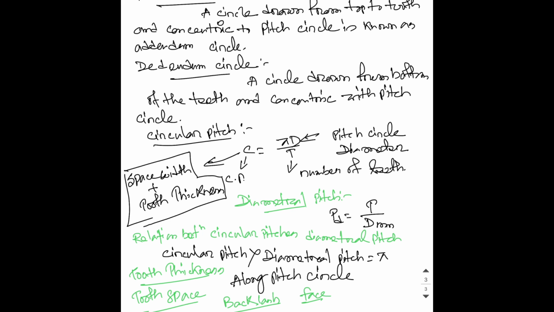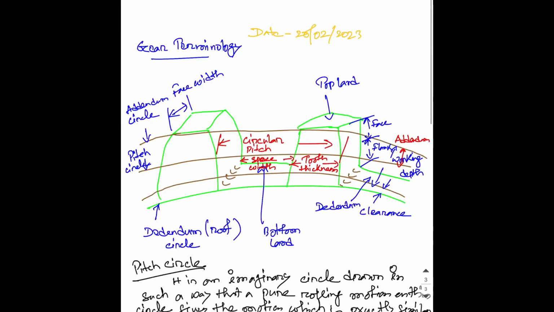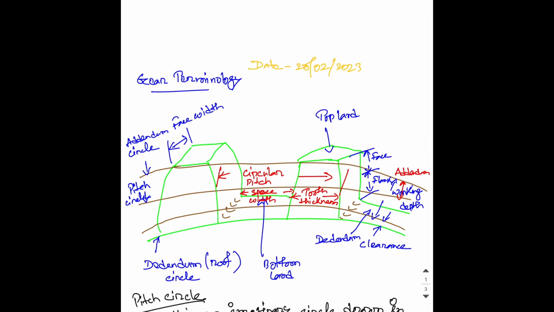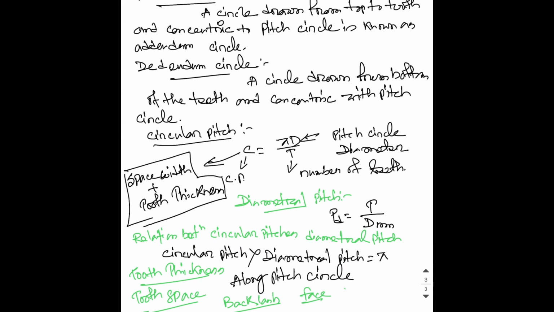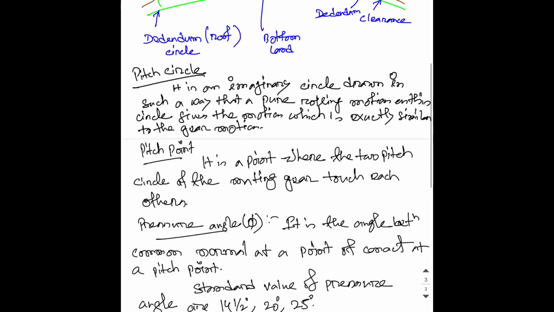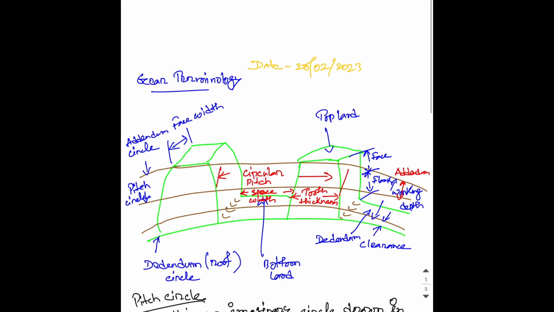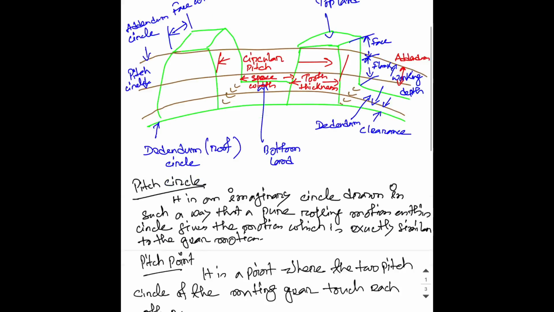Then next is face. What is face? Face is the portion of the tooth profile above the pitch surface. This is the face. If we see the diagram, you will get the idea. Next is flank. Flank is the portion of the tooth profile below the pitch surface. From the diagram, you just check. This is below the surface.